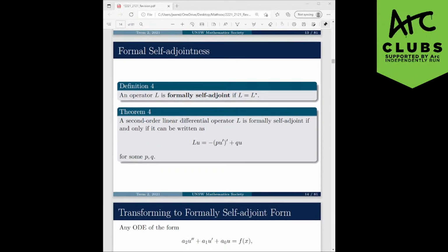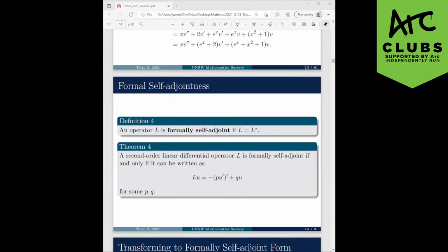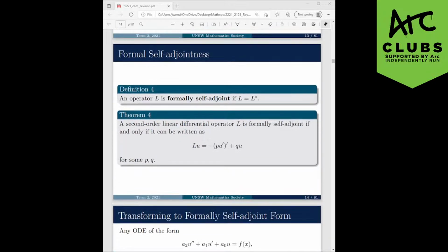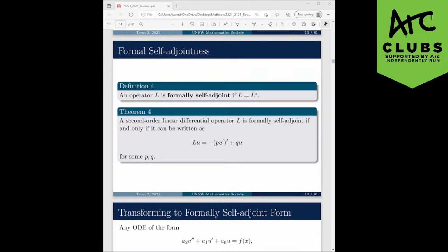Yes. So what you can do, you know, there's not much use to it if you just have a definition and you're just finding it. What you can do with this, before that, another definition, formally self-adjoint. So an operator L is formally self-adjoint if L is equal to L star. So if the operator is just equal to its own formal adjoint definition. So a second order linear differential operator L is formally self-adjoint if and only if you can rewrite it in this form.